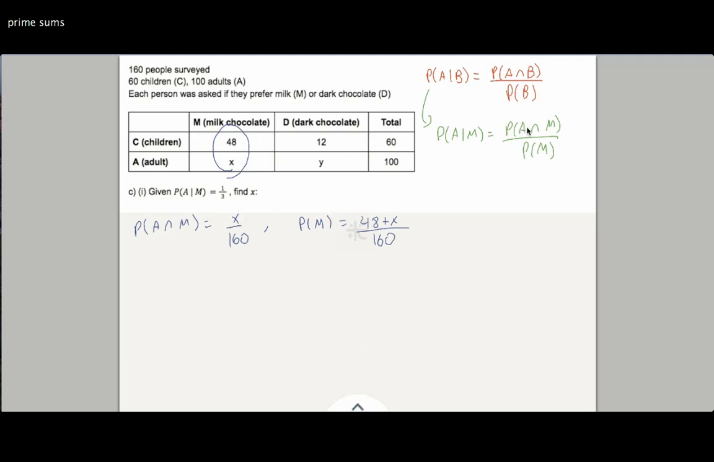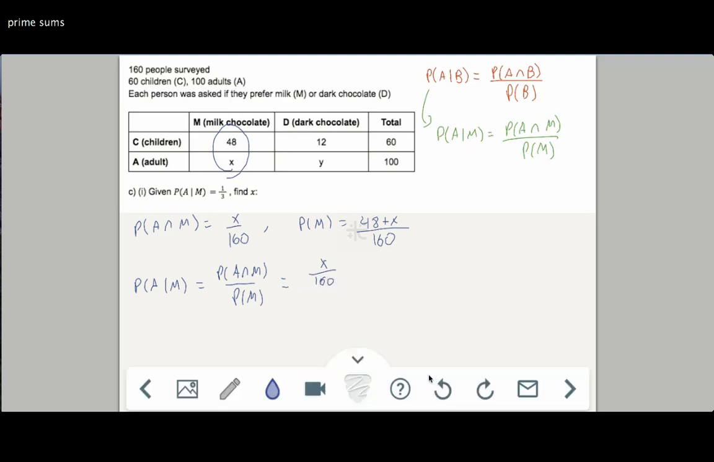Okay, so we have probability of A and M. We have probability of M. So the probability of A given M is probability of A and M over probability of M. So x over 160 divided by 48 plus x over 160. We have a fraction in the numerator that's over 160, a fraction in the denominator that's over 160, so these cancel. And we're left with x over 48 plus x.